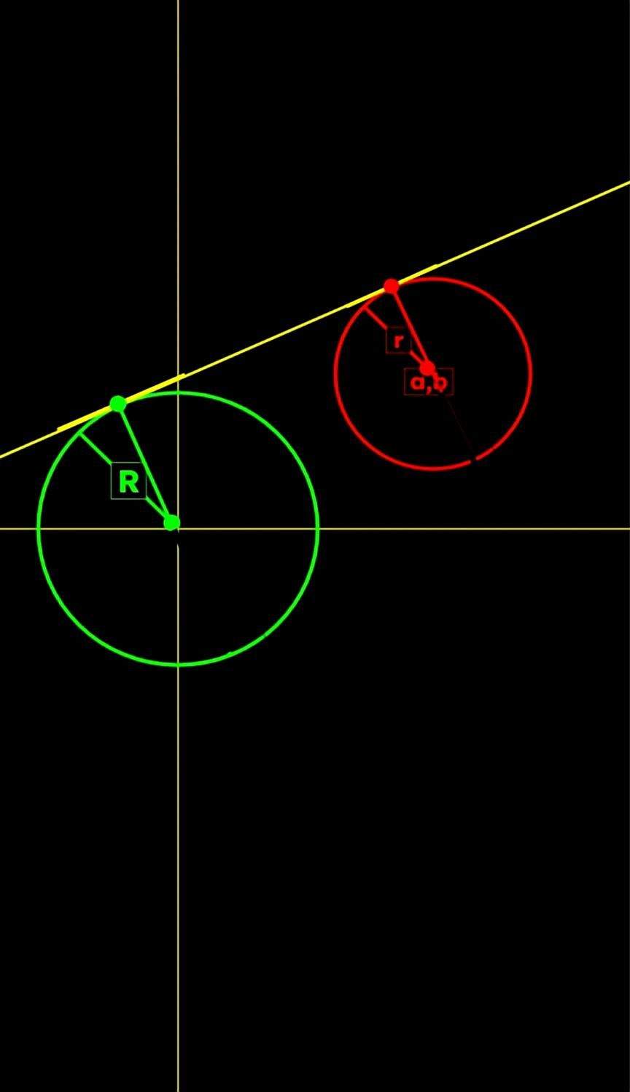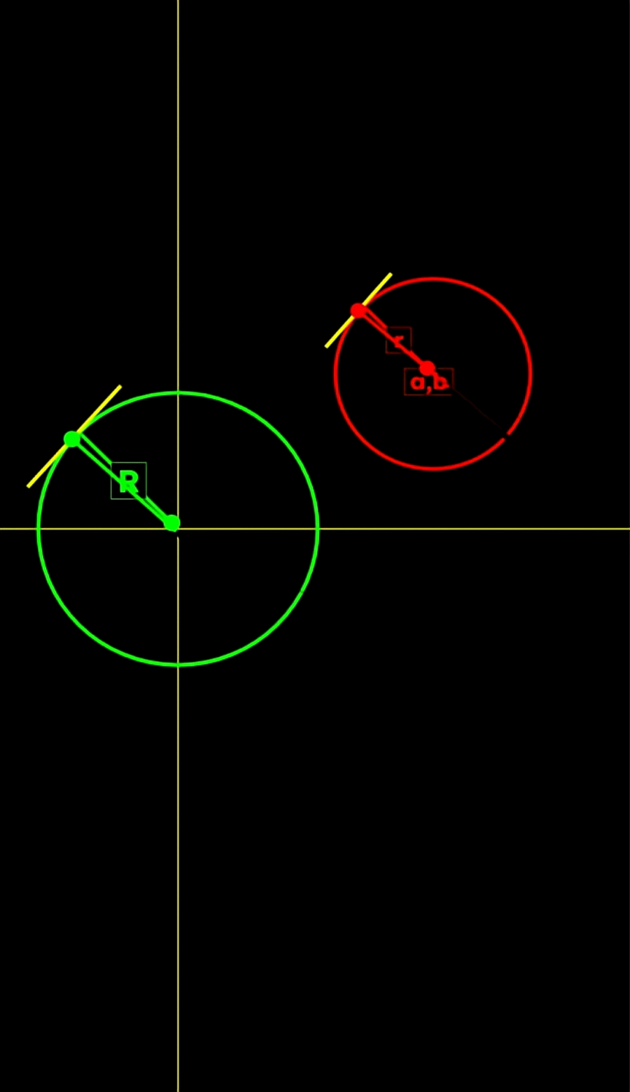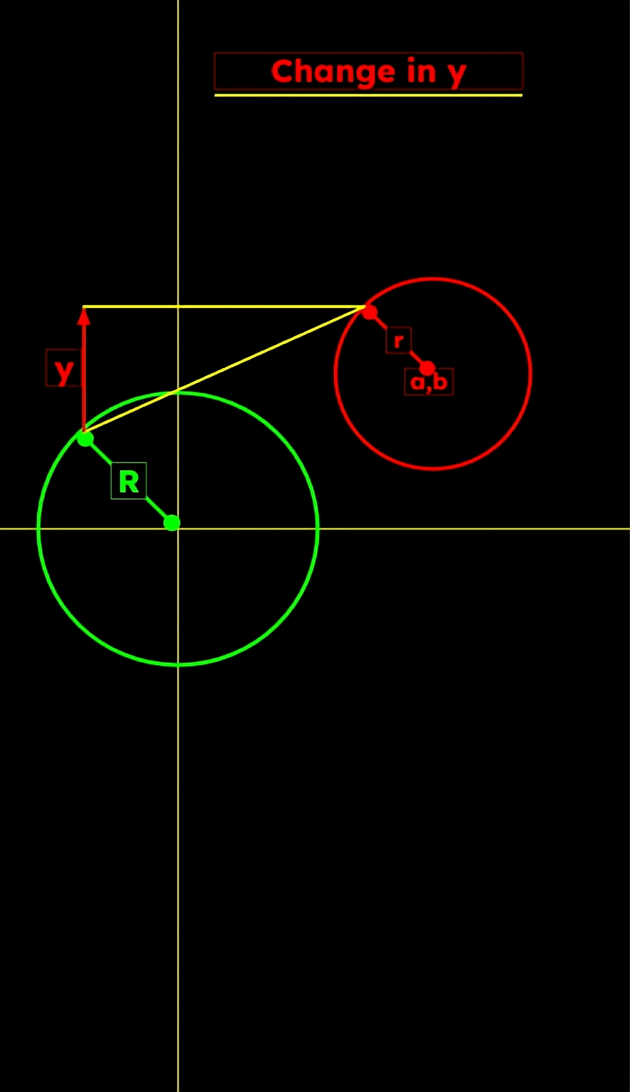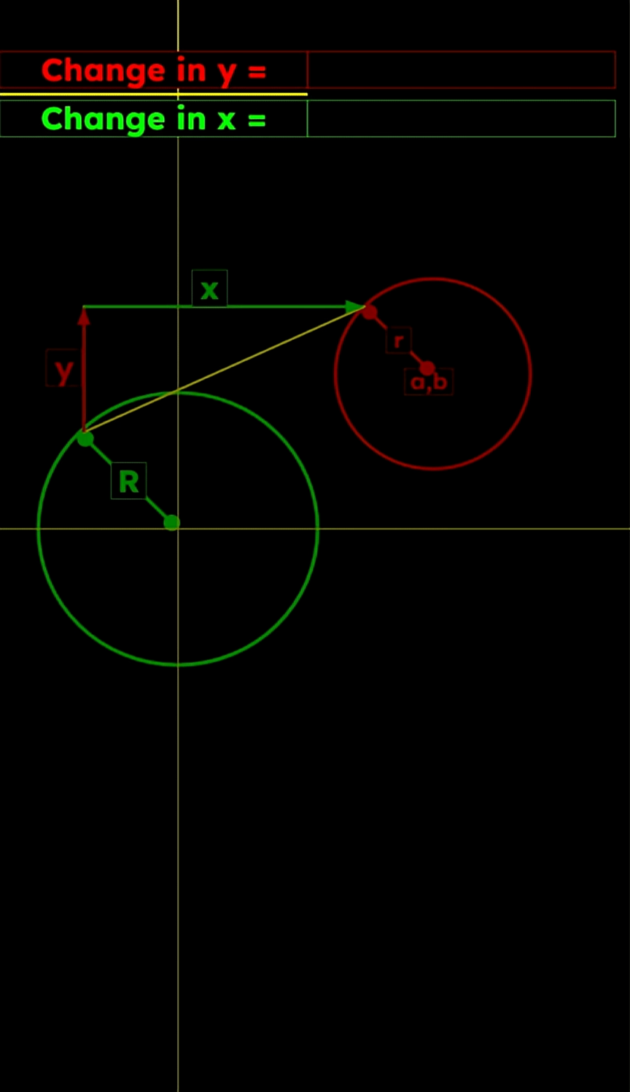So how do we find that gradient based on the input gradient on the circle? Because then we can just find the gradient that outputs the exact same gradient. Well, that's just how much higher the other point is divided by how much to the right the other point is. To figure out both of these, we'll just go from this edge to the center to the other center to the other edge and measure the changes in x and y.